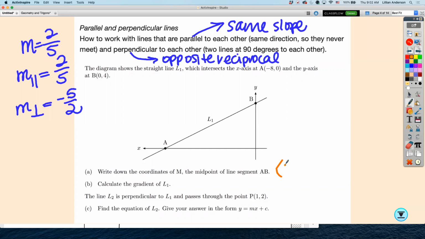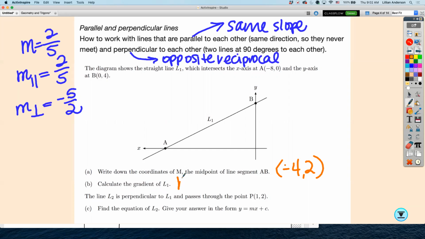-4, 2. -4, +2. Very good. Remember, midpoint is nothing but the average between the x's, the average between the y's. So that's -8 + 0 divided by 2, and then 0 + 4 divided by 2. Very good. Then in the classroom, it's asked me to calculate the gradient of L1.